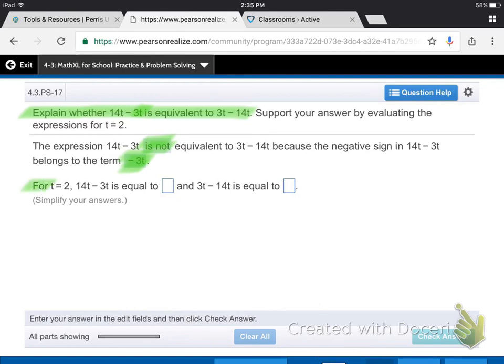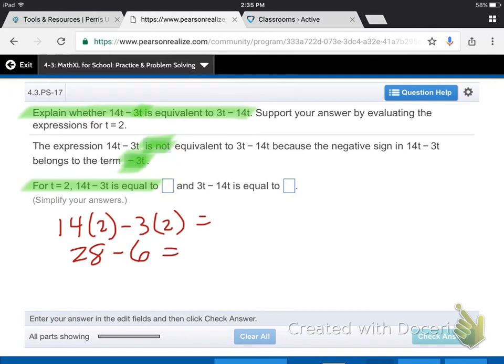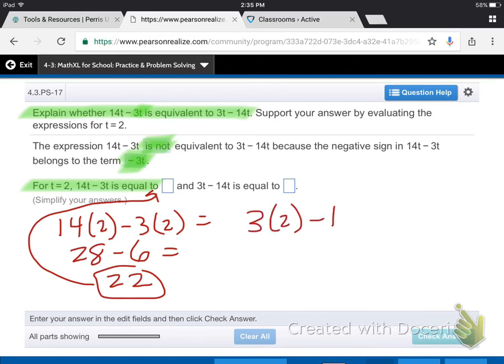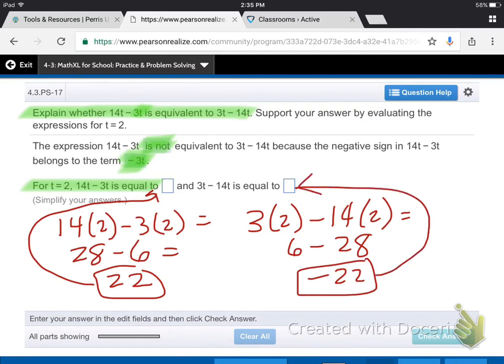Okay, and then this part for t equals 2, 14t, which means times 2, minus 3t, which means times 2, equals, 14 times 2 is 28, and 3 times 2 is 6, so that equals 22. So that answer goes there. But then 3t, which means times 2, minus 14t, which means times 2, equals 6. Take away 28, which is negative 22. And that answer goes right there.